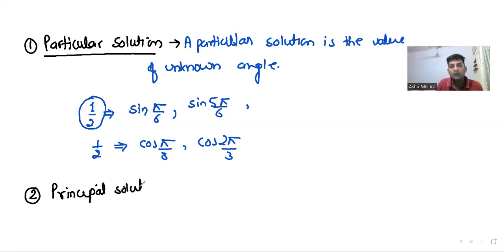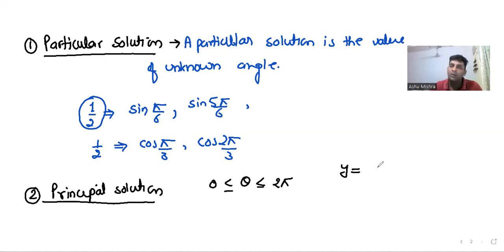Second one is your principal solution. That means the least value of theta in the interval 0 to pi. The least value of theta in the interval 0 to pi is called the principal value of that function. Suppose I have y equal to sine theta, which is equal to 1 upon 2. Then in the interval 0 to 2 pi, theta will be pi by 6 and 5 pi by 6. These two values are known as the principal value or principal solution of the trigonometric equation.